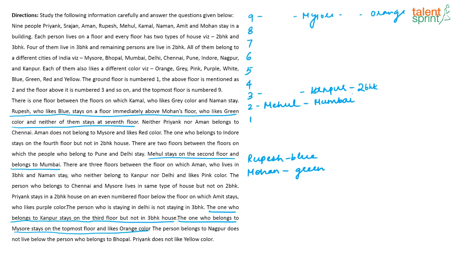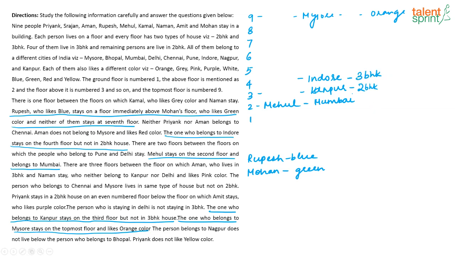I'm just skimming through the given information to see if there is anything that I can place. Neither Priyank nor Aman belongs to Chennai. The one who belongs to Indore stays on the 4th floor, but not in a 2 BHK means this person is living in a 3 BHK house.